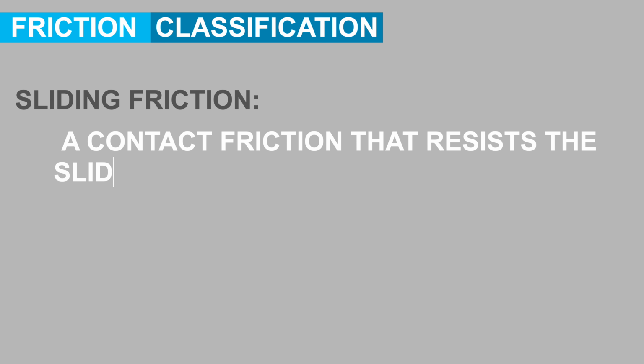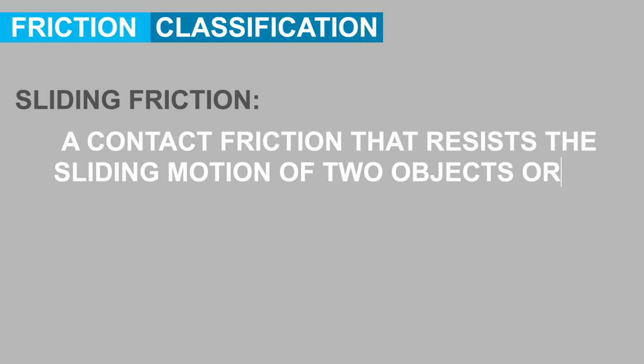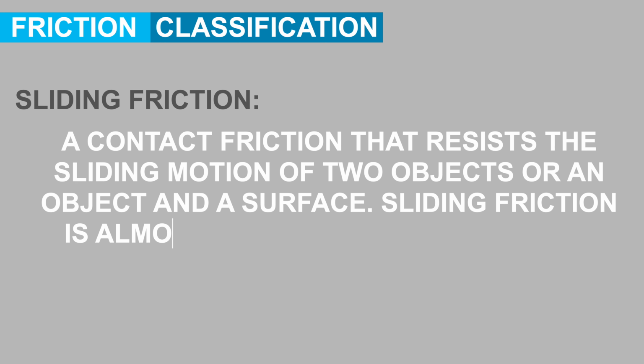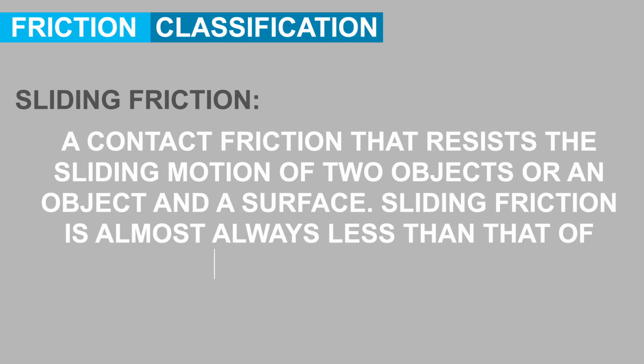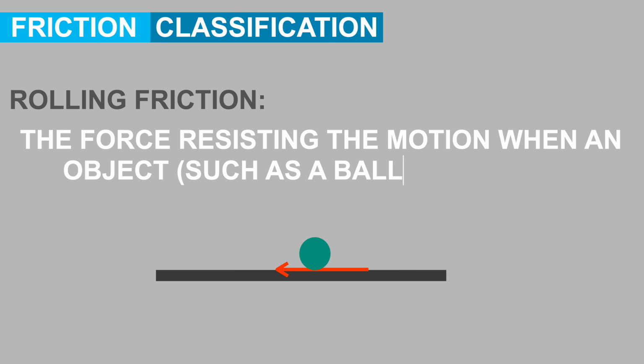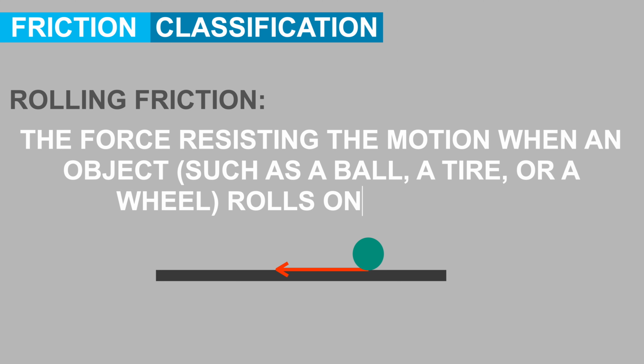Sliding friction, also known as kinetic friction, is a contact friction that resists the sliding motion of two objects or an object and a surface. Sliding friction is almost always less than that of static friction. This is why it's easier to move an object once it starts moving rather than to get the object to begin moving from a rest position. And lastly, rolling friction. Rolling friction is the force resisting the motion when an object such as a ball, a tire, or a wheel rolls on a surface.